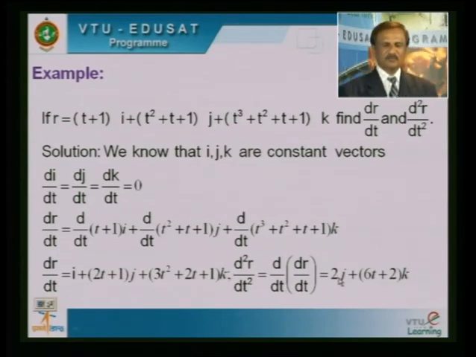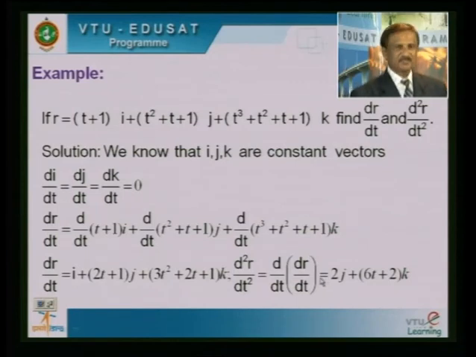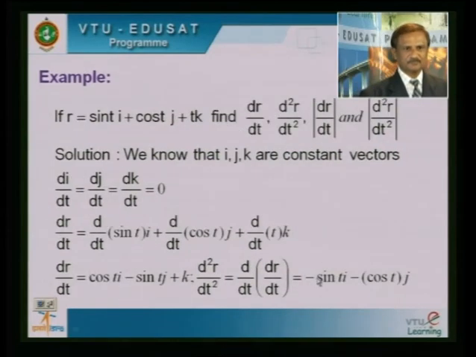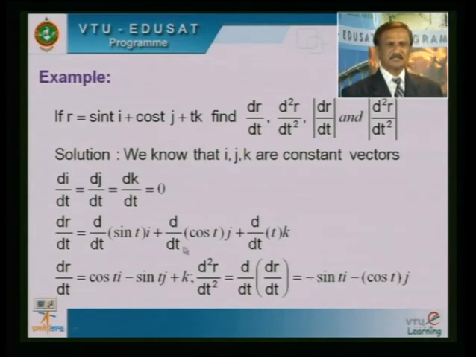Is it clear? Friends, I hope now you are able to calculate the first derivative as well as the second derivative. If possible, you are able to calculate higher order derivatives for the given vector function. And sometimes the given function may be like this. If r is equal to sin t i plus cos t j plus t into k, find dr by dt, d square r upon dt square, modulus of dr by dt and modulus of the second derivative of the given function.